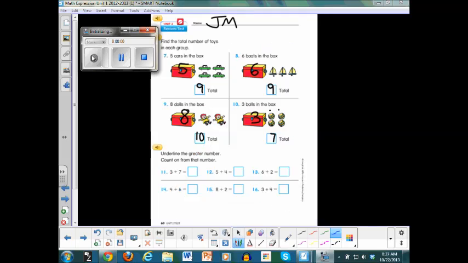For numbers 11, 12, 13, 14, 15, and 16, please underline the greater number. You do have permission to circle the greater number if you like that strategy better. I happen to like the strategy of circling the greater number. I'm going to go ahead and circle the greater number in every one of these problems. You have to draw the dots. That is up to you if you want to draw the dots. I like drawing the dots because I know it's easier to keep track of where I am. Some of you may use fingers.